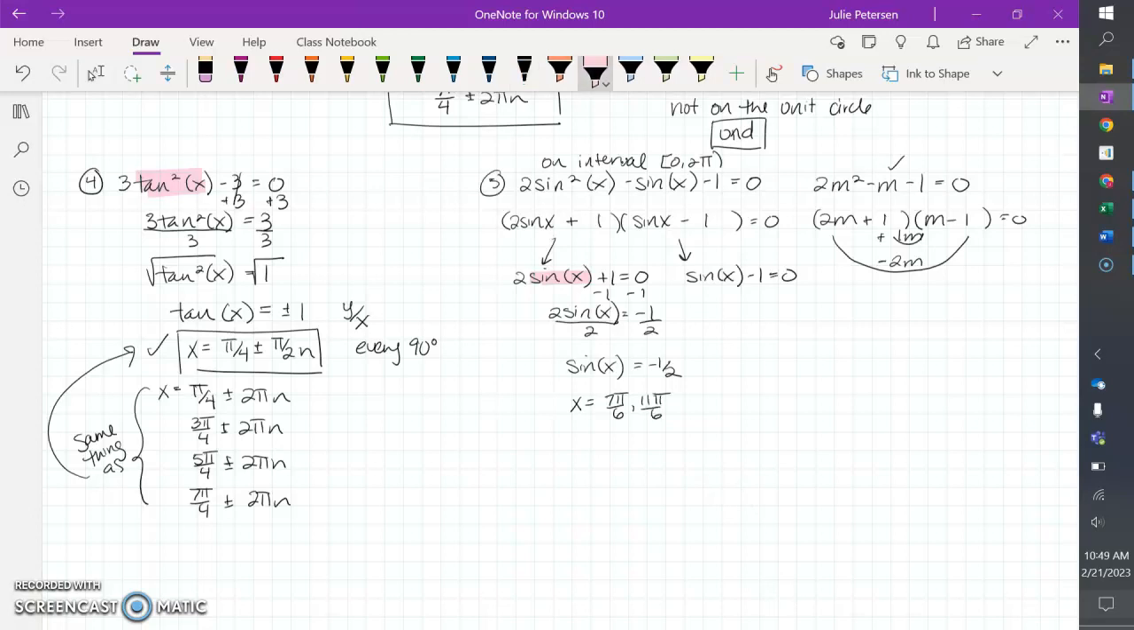We still need to solve that second factor, and we're going to isolate sine of x again, except this time all we have to do is add 1. So I get sine of x equals 1. So where on the unit circle does the y value equal 1? Well, that happens only at the top of the unit circle, pi over 2. So we'll go ahead and list all of these solutions now: 7 pi over 6, 11 pi over 6, and pi over 2.